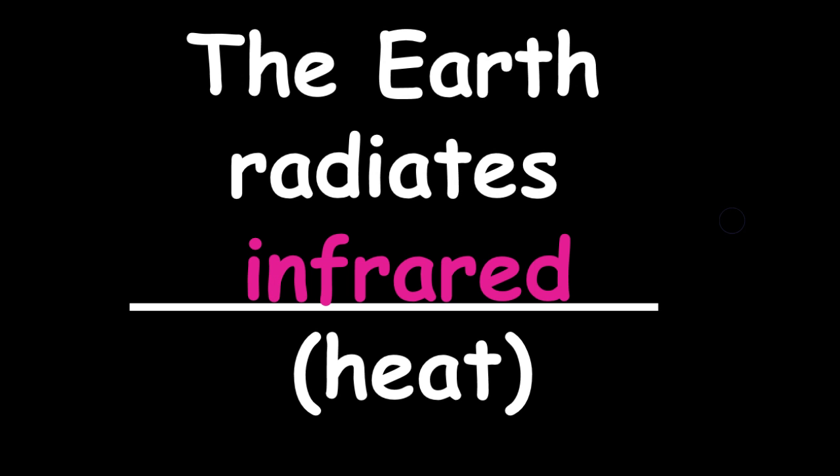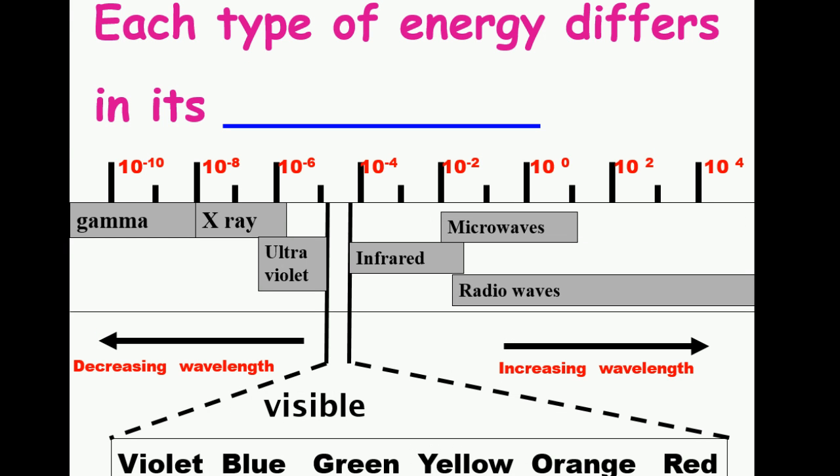So the Earth radiates infrared heat, and that is known on the electromagnetic spectrum as infrared. So infrared and heat are used synonymously and interchangeably. You're going to need to know both terms. Each type of energy on this electromagnetic spectrum is divided by its wavelength, just as I mentioned before. So you see it's classified from the shortest wavelength, or the decreasing wavelength, all the way through to the increasing wavelength. Okay, so we go from decreasing to increasing.